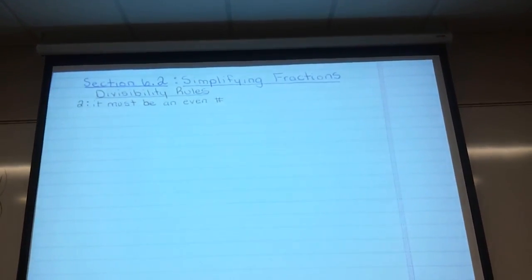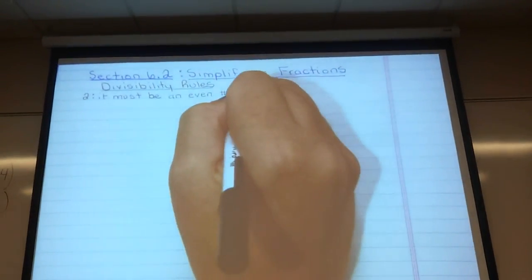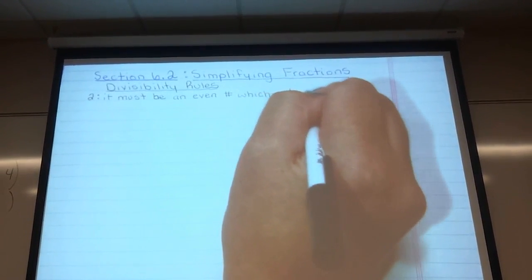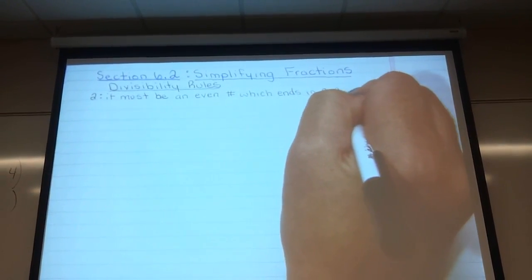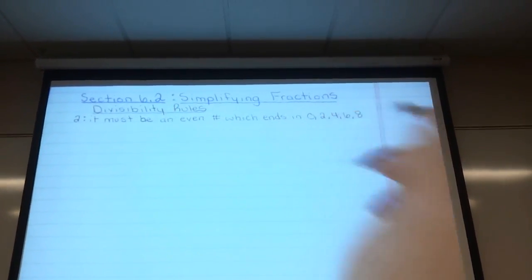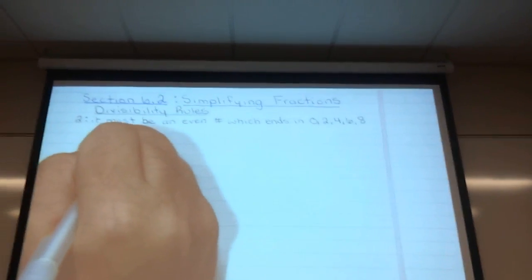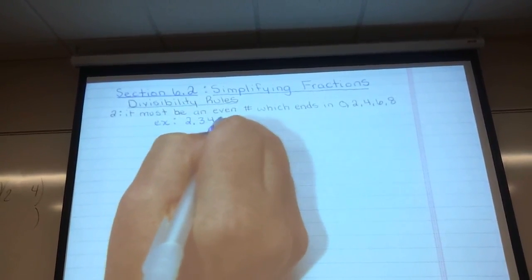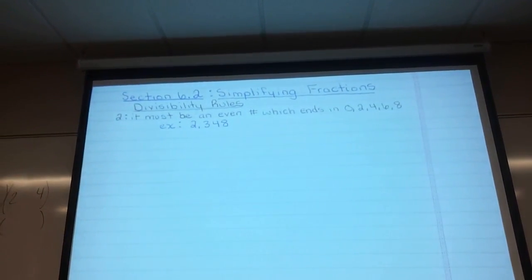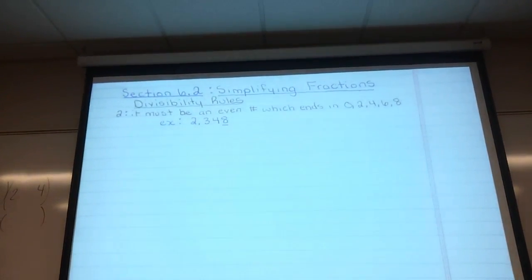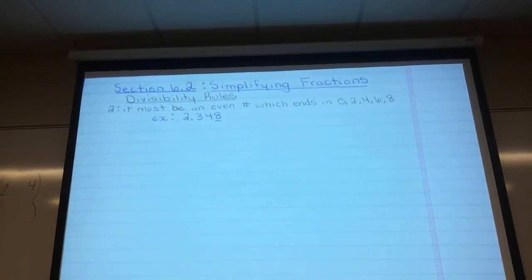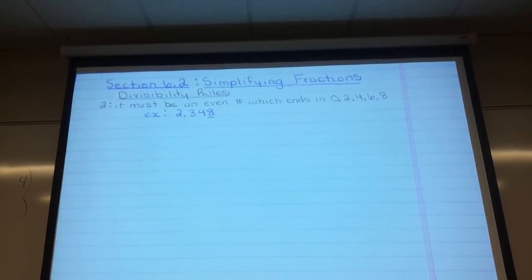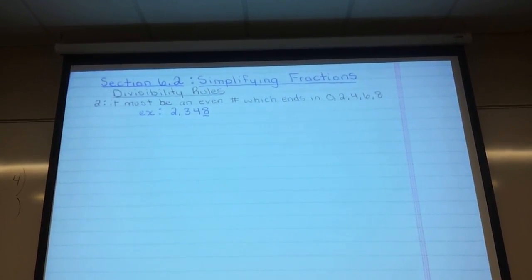It must be an even number which ends in 0, 2, 4, 6, or 8. So, for example, if you're trying to simplify something and you've got 2,348, I know 2 can go into that huge number because it ends in an even number. And remember when you were doing the little trees and breaking numbers down, you had to think of numbers that went into them? If you had a big number like that, at least you know 2 can go into it.